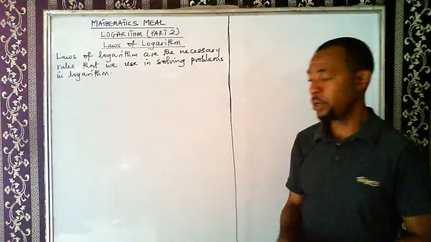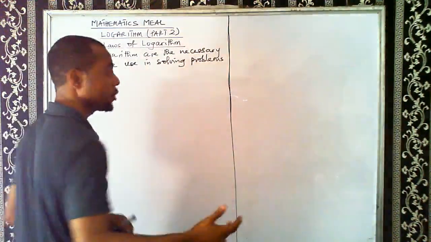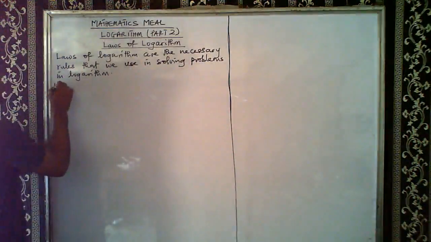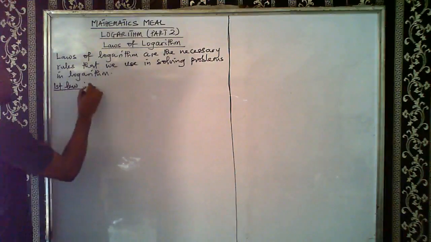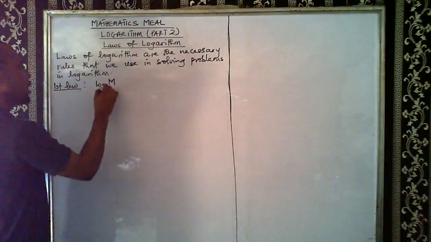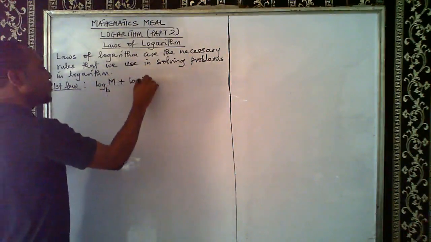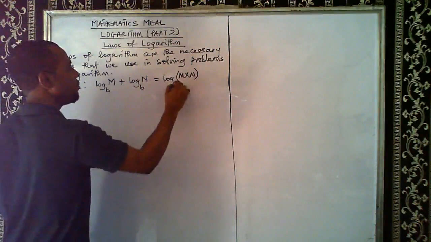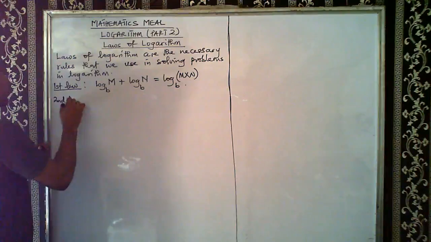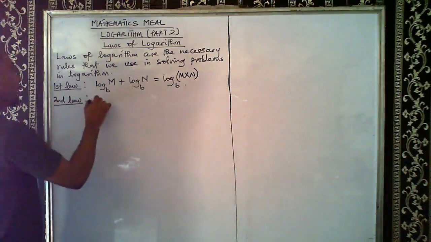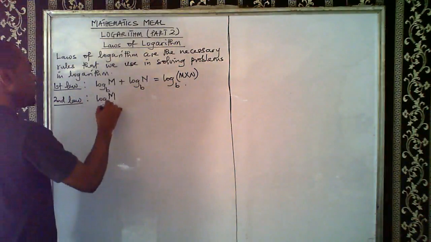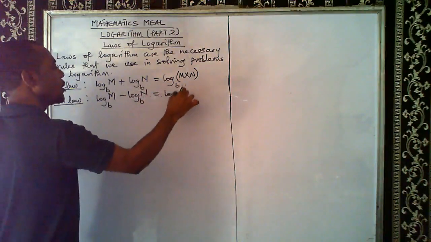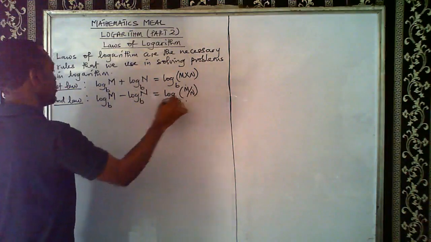So we'll begin with the first law. We're going to list them, and afterwards we begin to explain each of them. The first law is given as follows: log m in base b plus log n in base b, same thing as logarithm of m times n in base b. Then the second law is given as log m in base b minus log n in base b is equal to log m divided by n in base b.